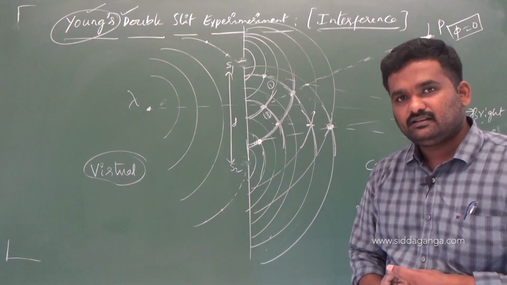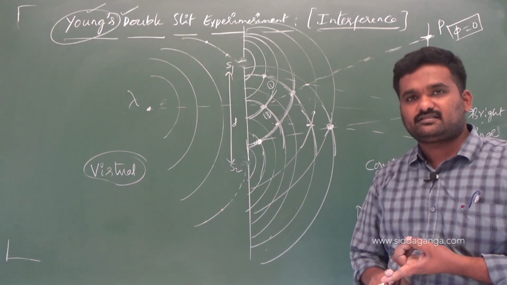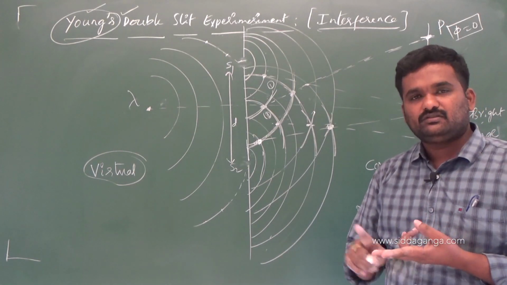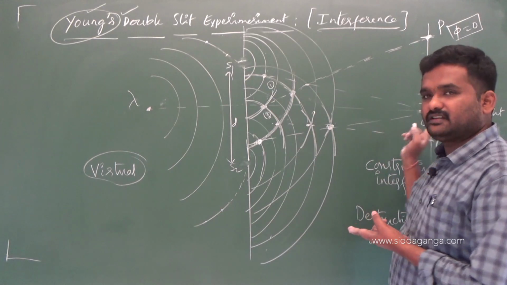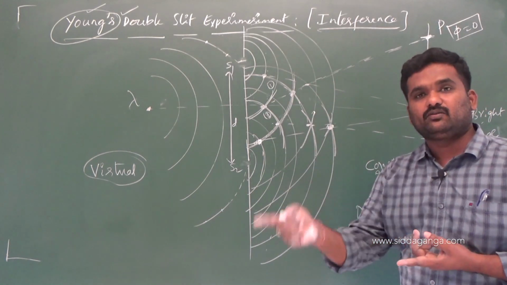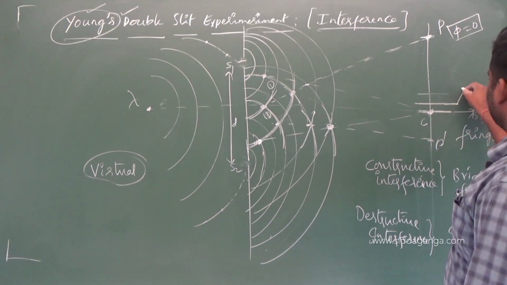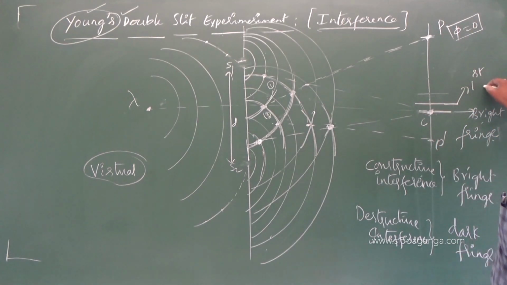Yes or no? 2n pi we have studied as the phase difference for constructive interference, right? If we put n equals 0, you get constructive interference at that point. For n equals 1, the next phase difference is what? 2 pi. Means the first bright fringe whichever is formed. This is the central bright fringe, remember you should not count this. This is the first bright fringe. For the first bright fringe, what should be the phase difference? 2 pi.